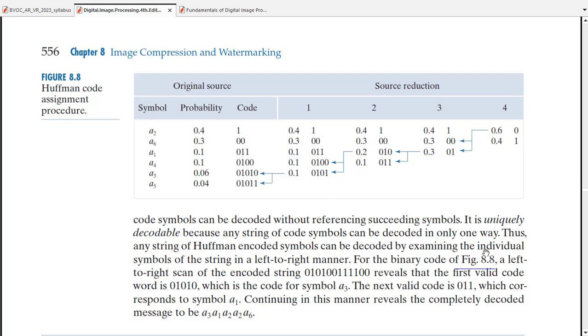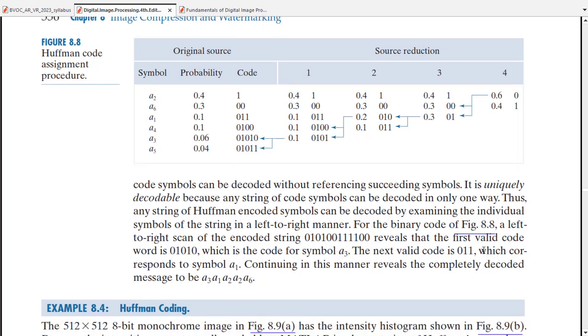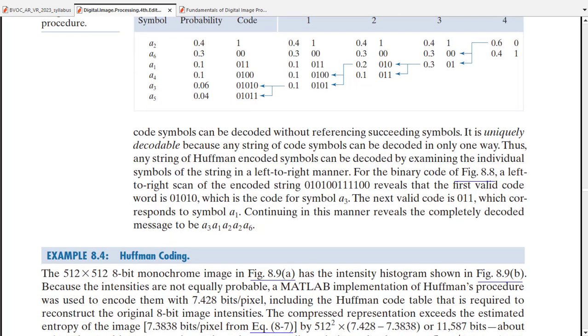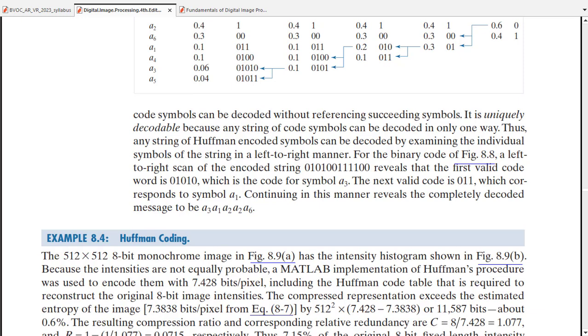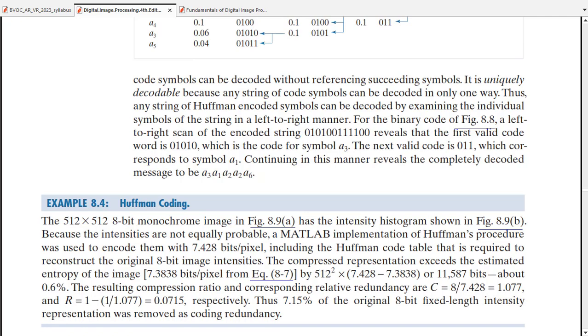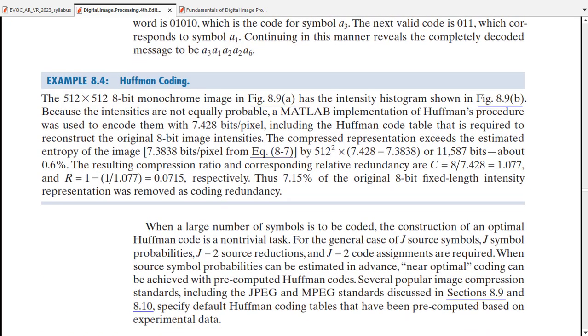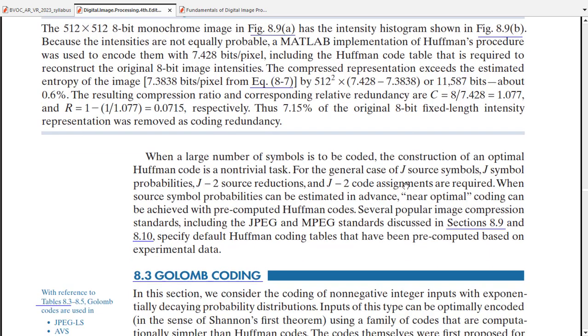The codes are in a uniquely decodable format. Scanning from left to right in this figure, the symbol corresponds to its information representation, A1. The decoded message continues as A3, A1, A2, A2 and A6. Huffman coding using MATLAB implementation encodes with 7.428 bits per pixel. The Huffman code table is required for this calculation, compared with the original 8-bit fixed length, so the redundancy is reduced and removed.